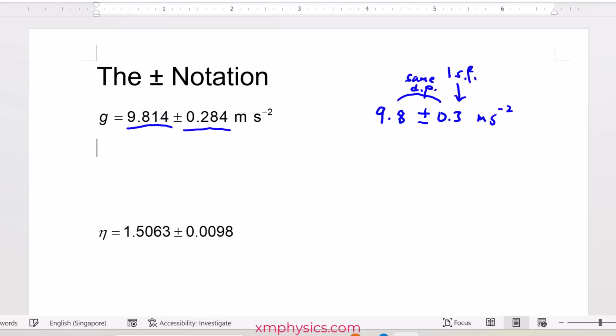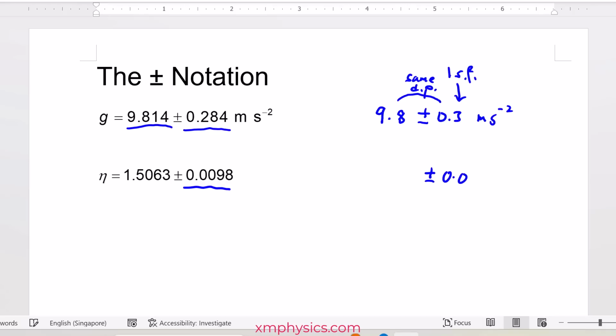Okay, let's use another example. So somebody measured the refractive index of glass to be so. Again, let's fix the uncertainty first. It's an estimate. It deserves only 1 SF. So 0.01, yeah? 0.01. Now we must match this guy's dP to the same precision. The precision of the uncertainty is 0.01, isn't it? So this one we must also round off to the nearest 0.01. So 1.51.